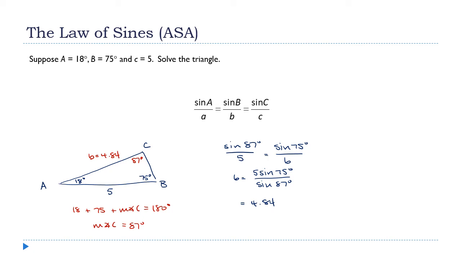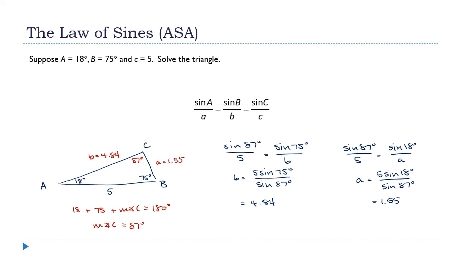And then we'll have to do it one more time. I'm going to do sine 87 degrees divided by 5, and I'm looking for A this time. So I'm going to do sine 18 degrees divided by A. You do your cross multiplying here. You end up with A equals 5 sine 18 degrees divided by the sine of 87 degrees, which again, according to my calculator, is 1.55. So A equals 1.55.